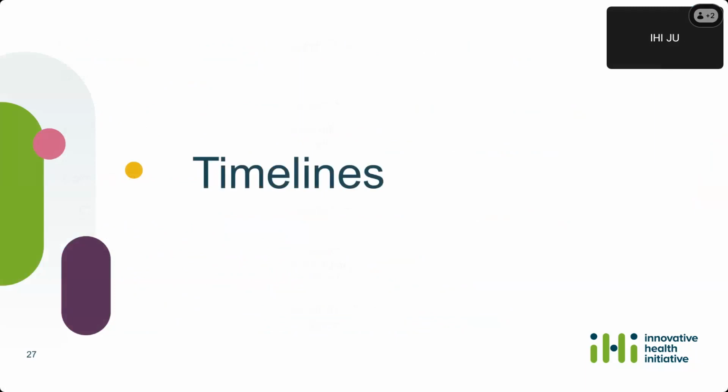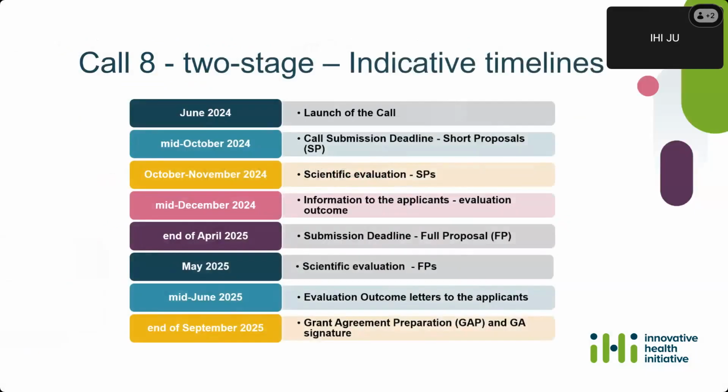Thank you, Desmond. Now we're moving to the timelines part for call 8. We're expecting to launch the call within the next week, hopefully in the next 10 days if everything goes well, but it will nevertheless be in June. The submission deadline for the short proposals is mid-October. We will run the scientific evaluations by the end of November, and we're targeting mid-December to give the applicants the evaluation outcome.